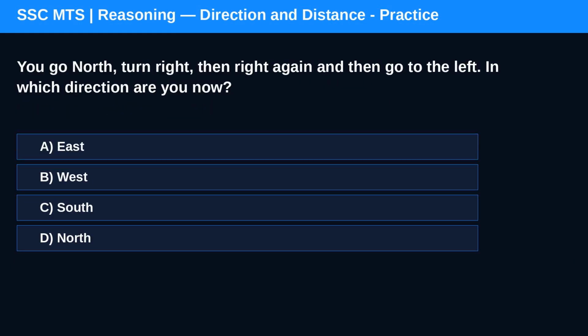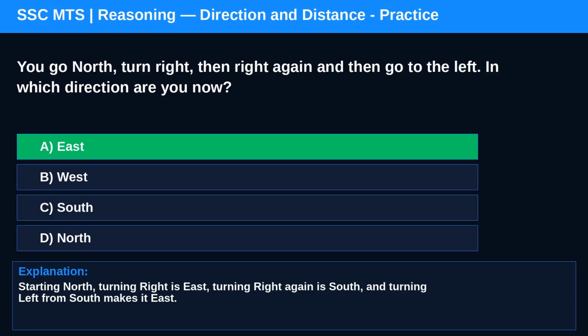Question 15. You go north, turn right, then right again, and then go to the left. In which direction are you now? Option A east, option B west. Correct answer is A. Starting north, turning right is east, turning right again is south, and turning left from south makes it east.